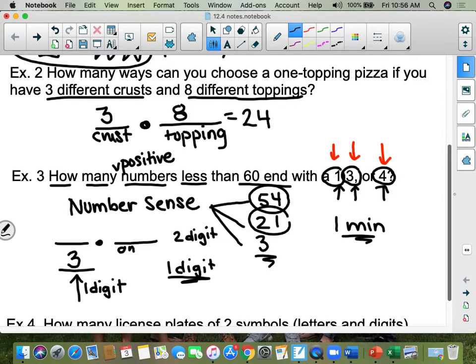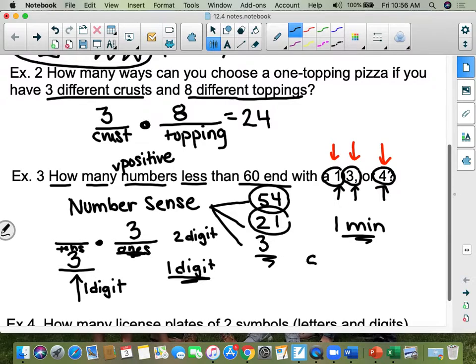2-digit numbers have a 1s place here and the 10s place here. Well, the 1s have to be a 1, 3, or 4 because you want it to end in a 1, 3, or 4. So only 3 numbers can go right there. The 1, the 3, or the 4 are the only choices that can go in there. But then how many choices for the 10s?